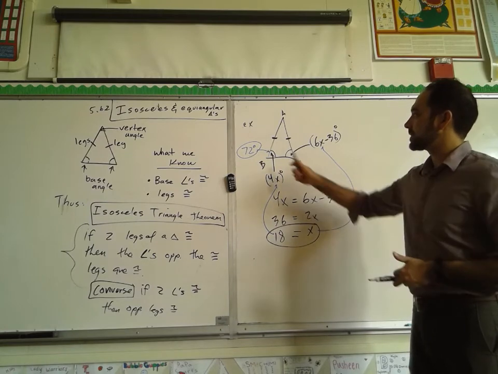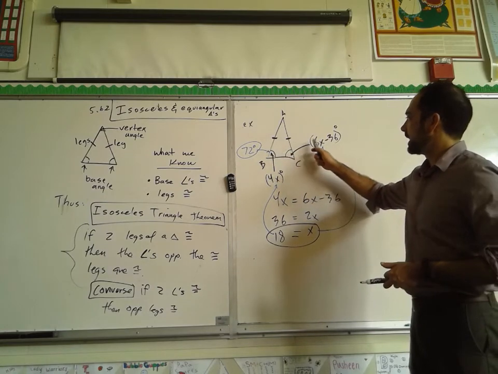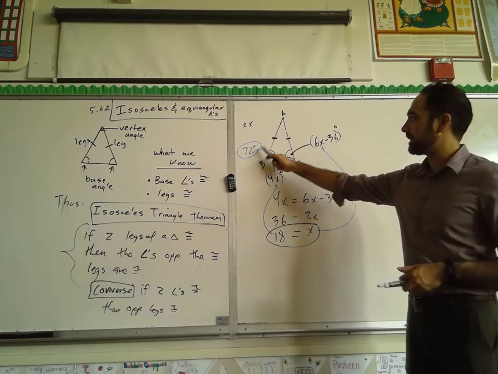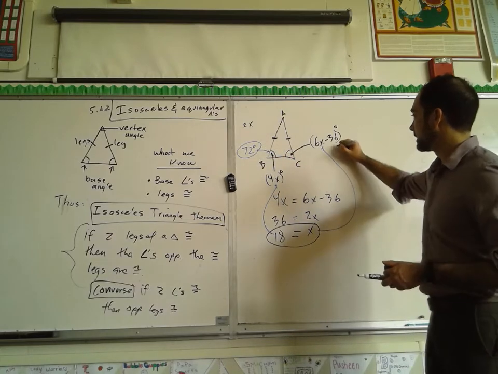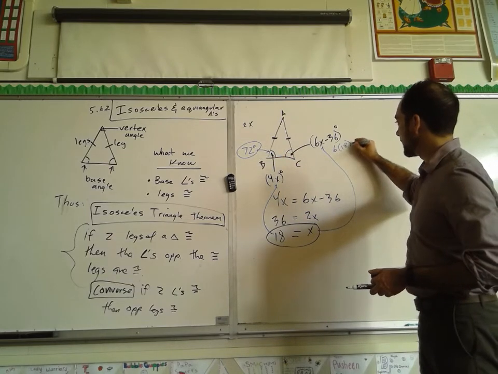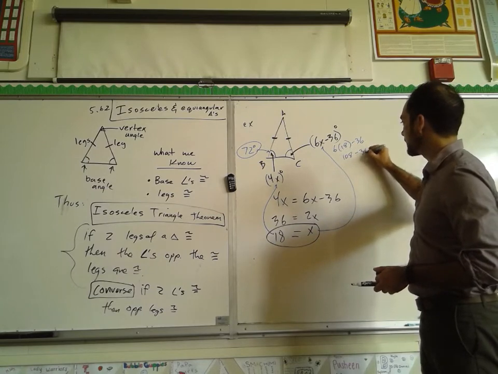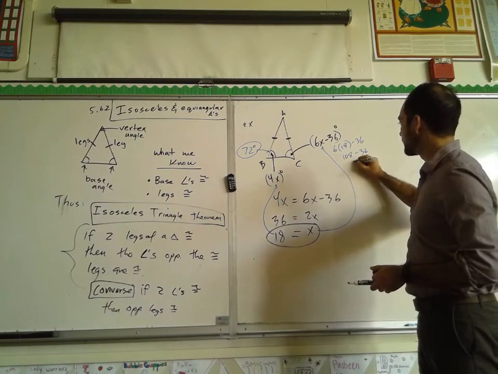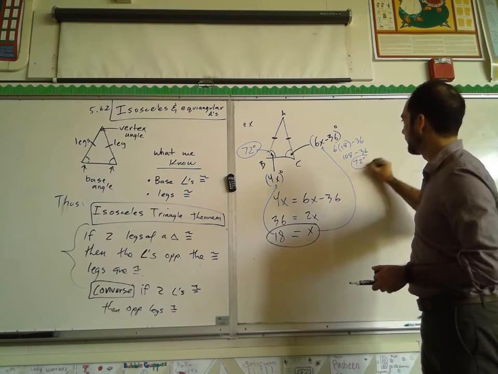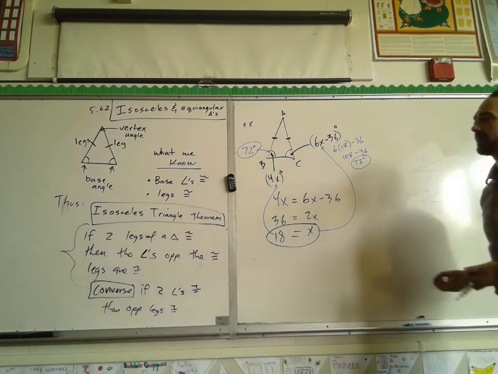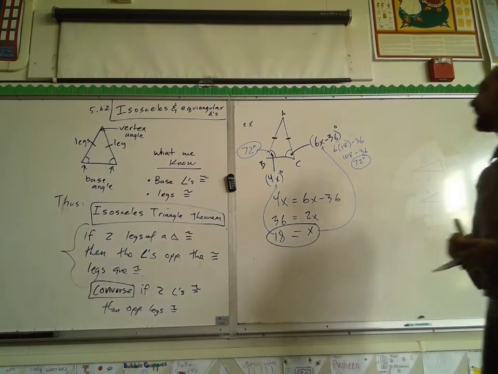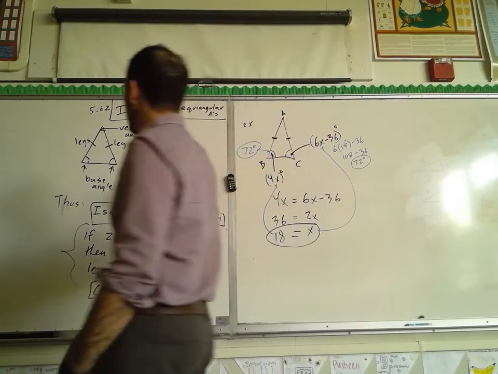So they show us that they're congruent. So if I plug in my x value here, I better get a 72. Let's see what we get. 6 times 18 minus 36. What is that? That's 108 minus 36. That is 72. Good.